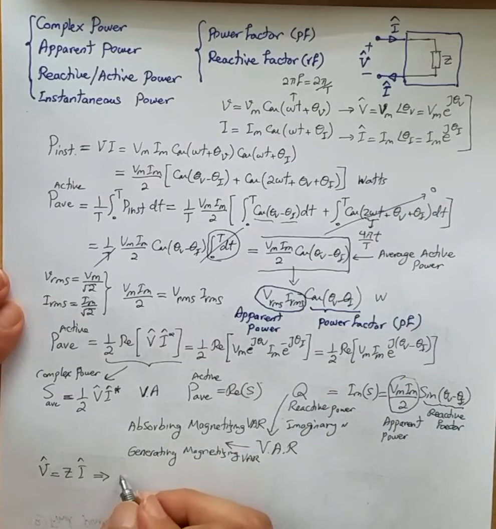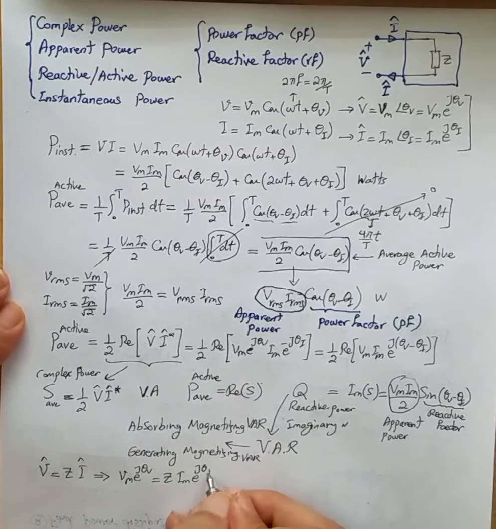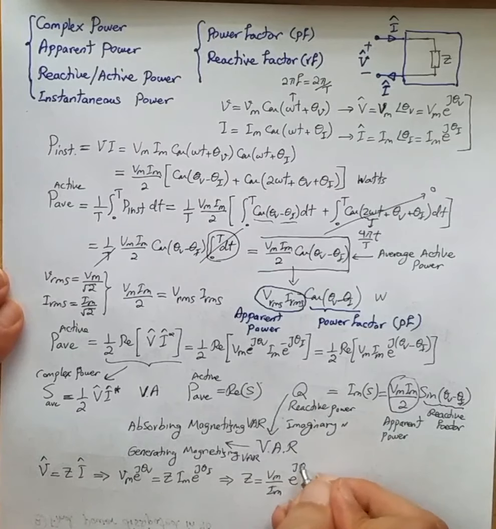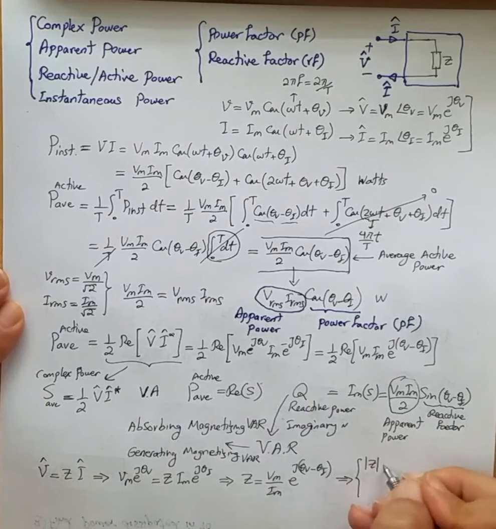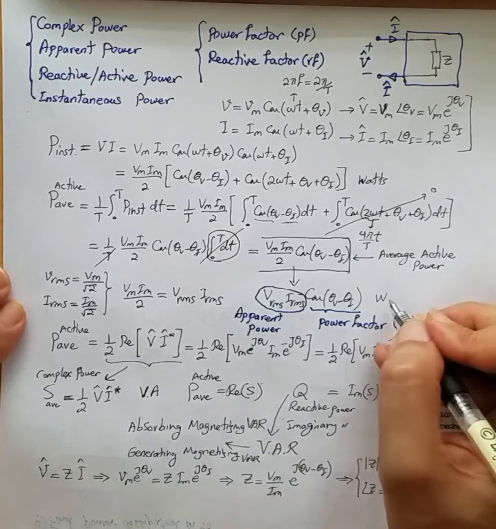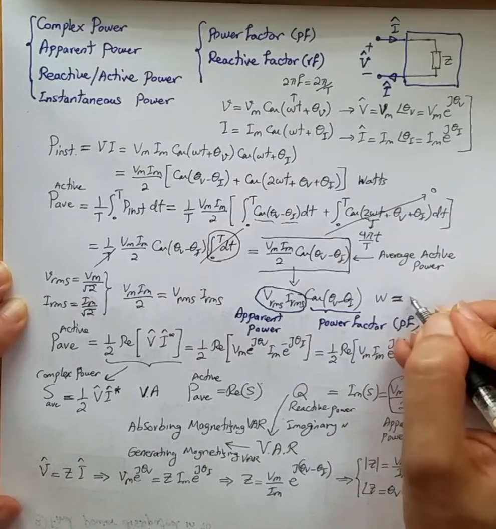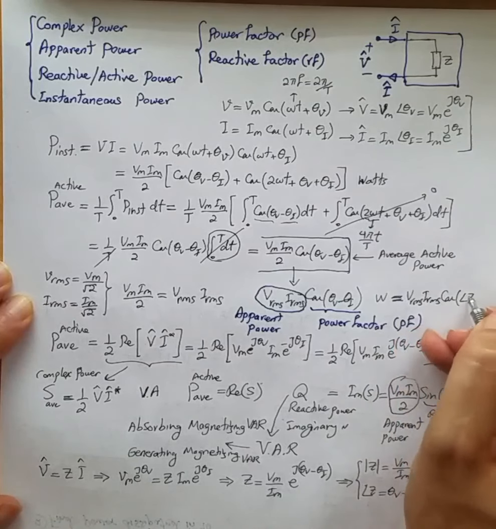So if I rewrite this in the form of Vm e to the j theta v is equal to Z Im e to the j theta I, you can see that Z effectively is Vm over Im e to the j theta v minus theta I. So we can see that the magnitude of Z is Vm over Im, and the phase of Z is just theta v minus theta I. So no wonder sometimes this average active power is also referred to as V RMS I RMS times cosine of the phase of the load.